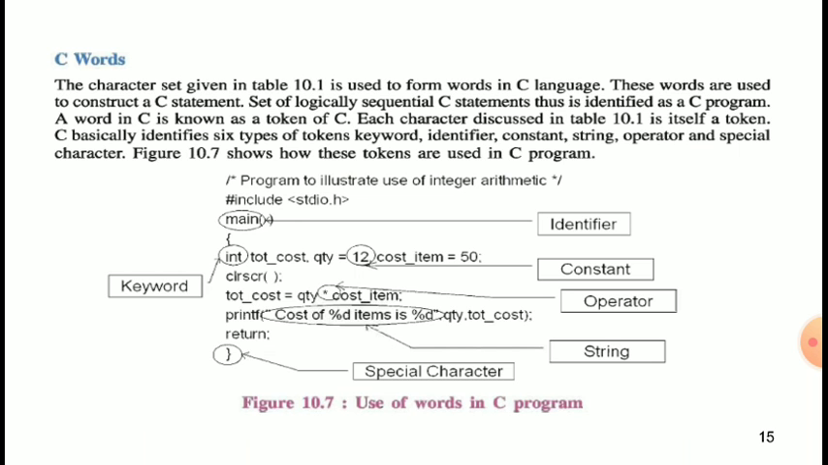And then next is C words. The C characters are used to form words in the C language, and these words are used to construct a C statement. A word in C is known as a token of C. C identifies six types of tokens. First is a keyword, second is an identifier, third is a constant, fourth is a string, fifth is an operator, and sixth is a special character. So those are the 6 types of C words.